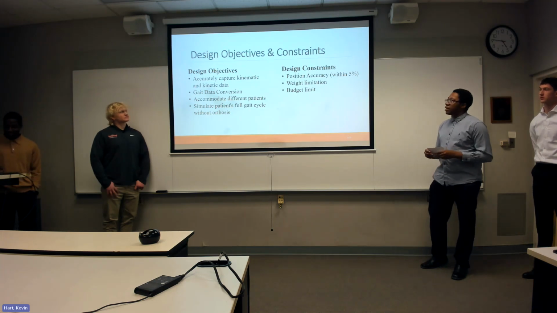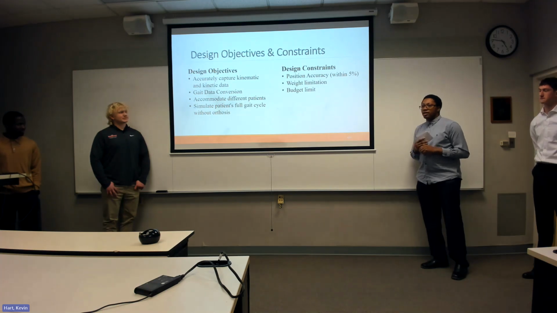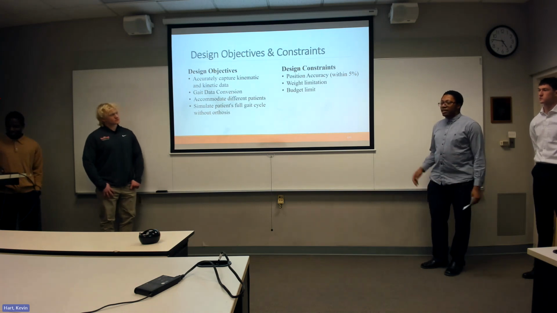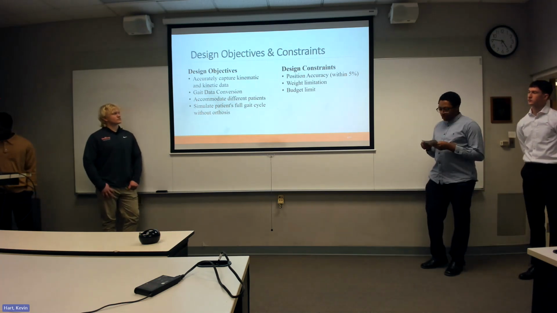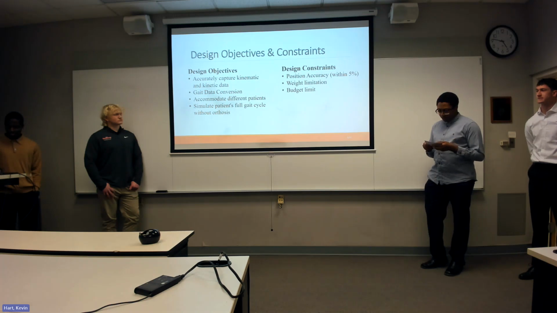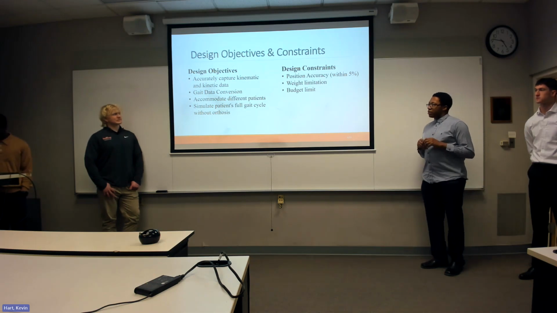The next is gait data conversion. This is essentially being able to take the input data from the patient and then use equations and algorithms to convert that into signals for the motors to replicate that motion. And then next is accommodating different patients. As mentioned before, this is the adjustability of the mechanical structure in the form of adjustable links to accommodate different patients with different heights and therefore different length proportions. And then simulating a patient's full gait cycle without the orthosis demonstrates the control and provides a direct before and after to see if the gait has improved.